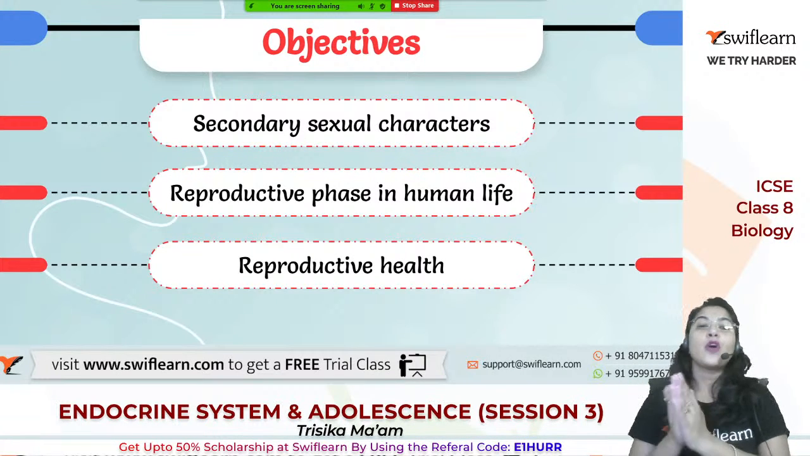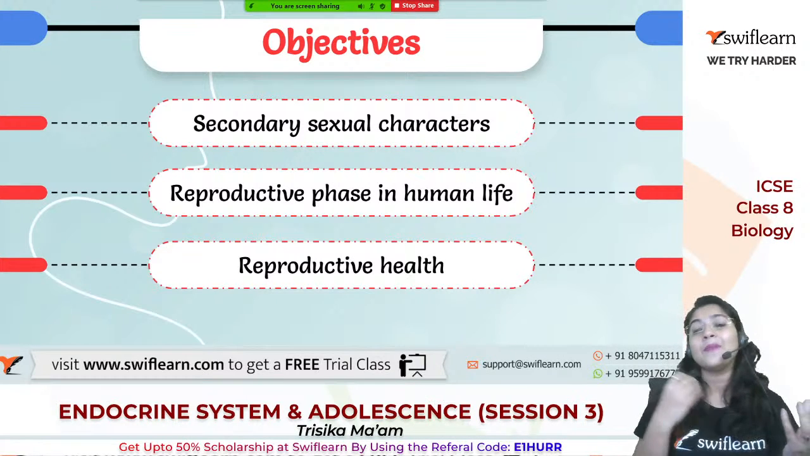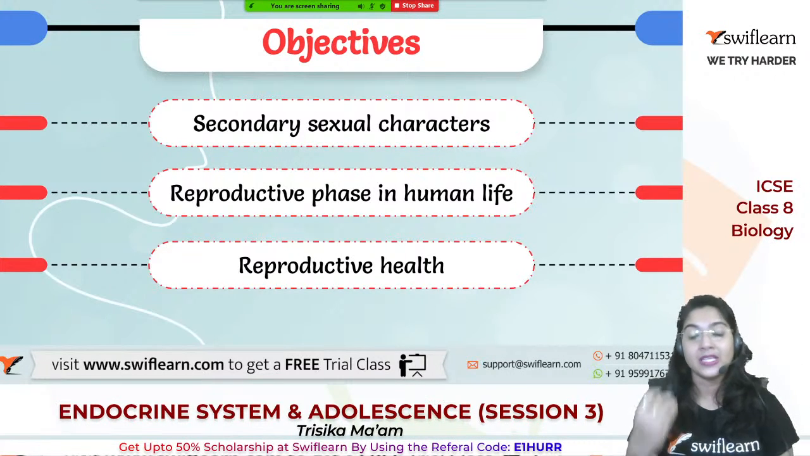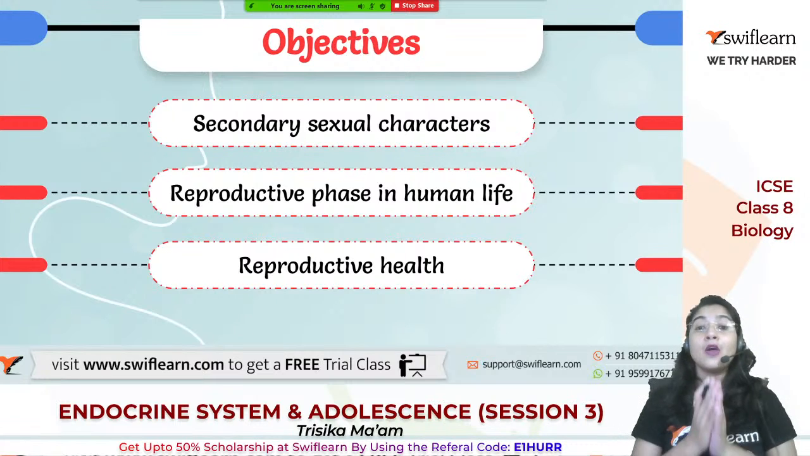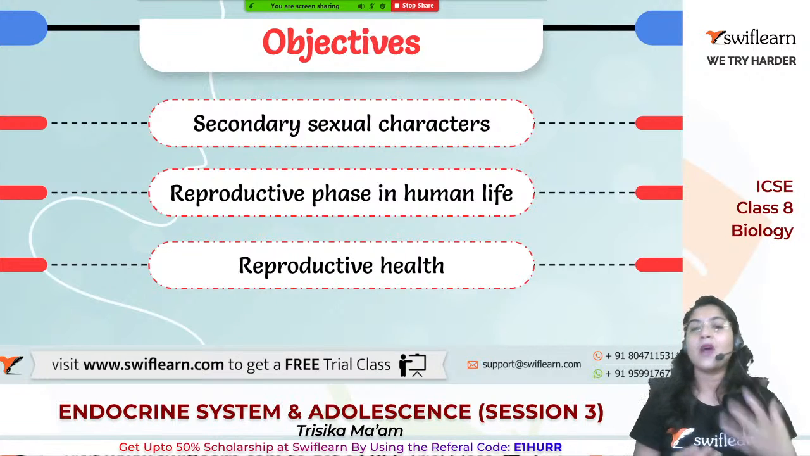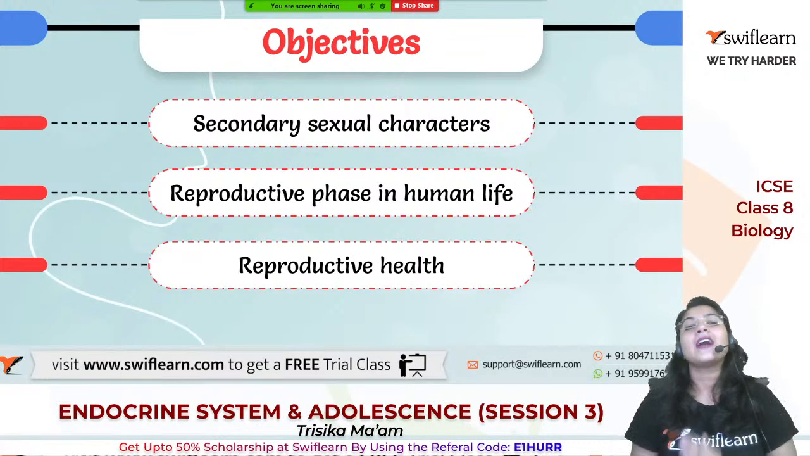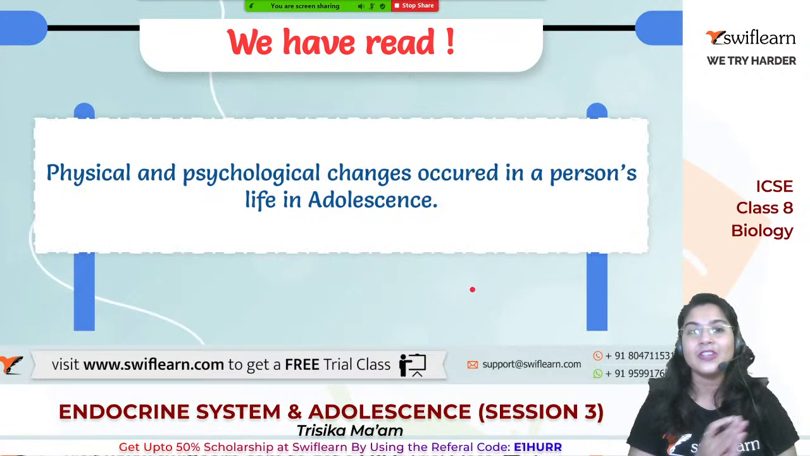Then we will move on to the reproductive phase in human life, how it happens, and mainly what changes take place in the girls, what is the importance of that, and if it doesn't happen, what will happen. We will study all those things, and finally we will move on to reproductive health, how to maintain proper health in our body. These are the different objectives of today's session.